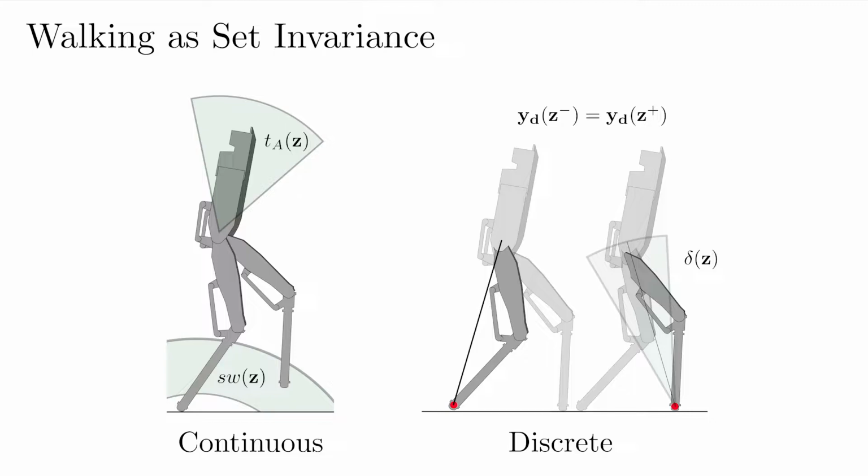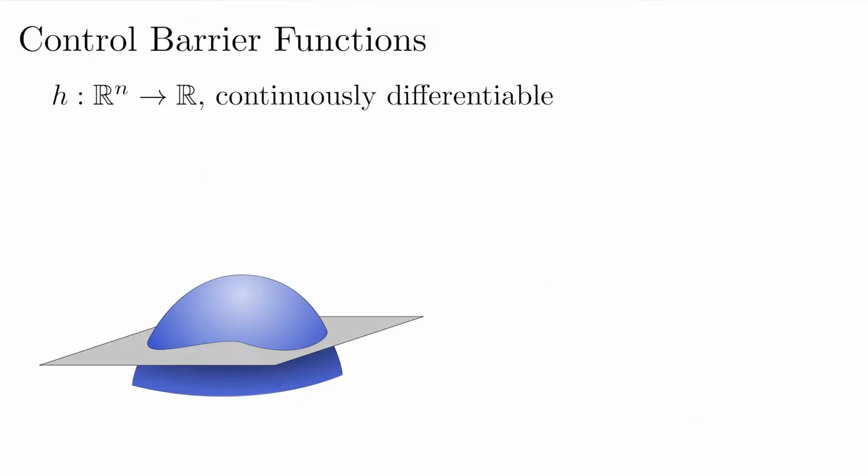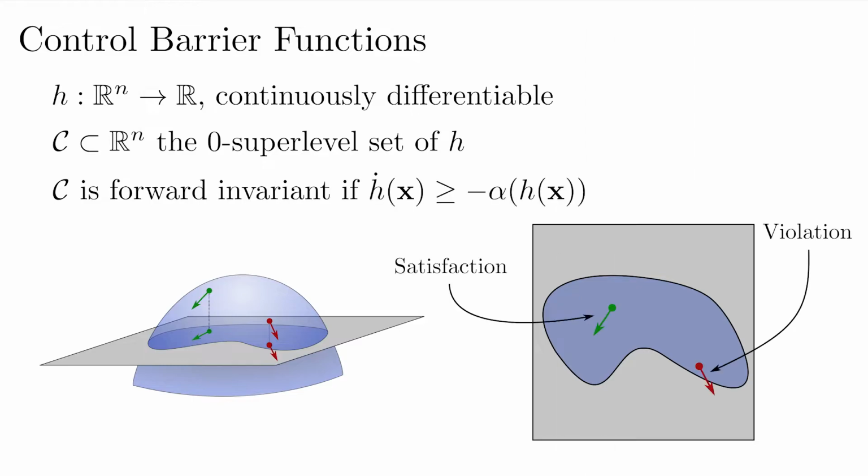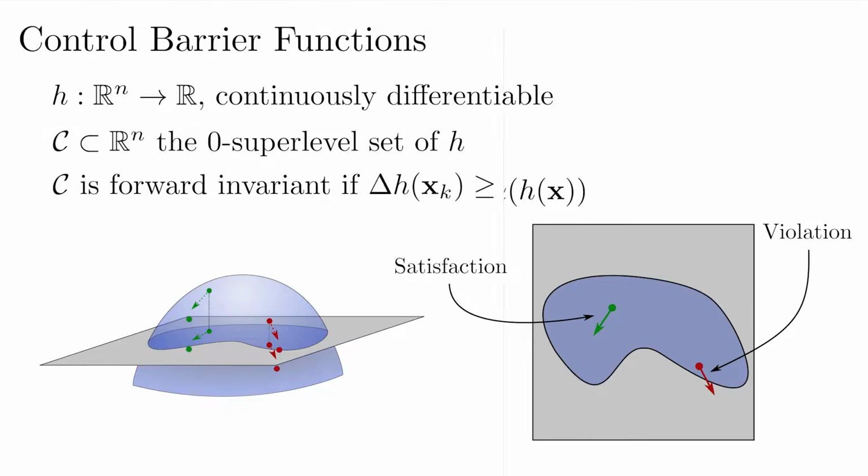In order to understand how these conditions are enforced, we must understand the notion of control barrier functions. Let H be a continuously differentiable function, and C denote the zero superlevel set of the function. The set C is forward invariant if the following algebraic condition is met. The time derivative of H must be greater than or equal to some class K function of H itself. For discrete time dynamical systems, a slight modification is needed to the barrier condition, where the time derivative is replaced by the discrete update map.